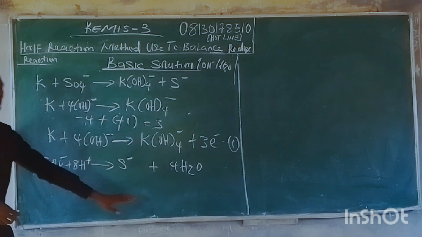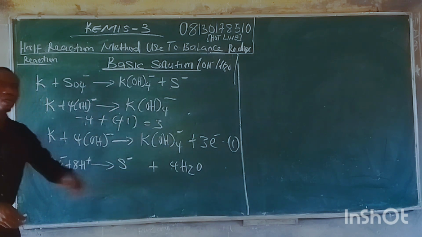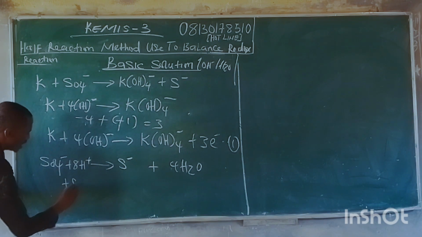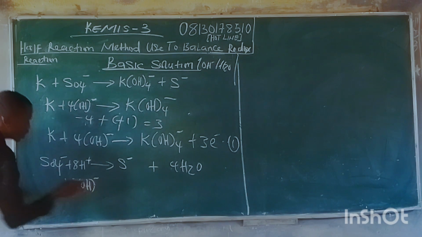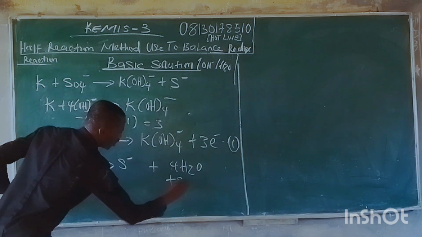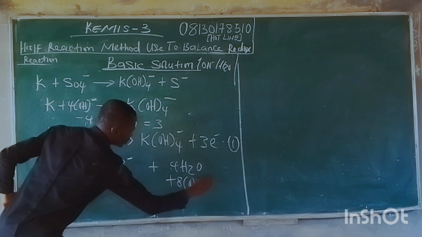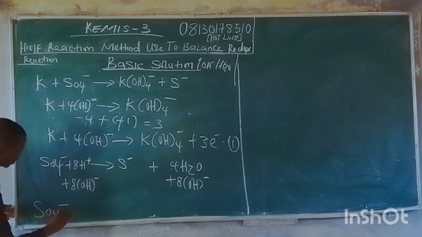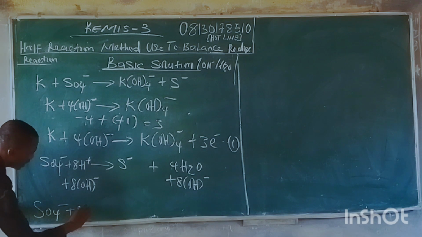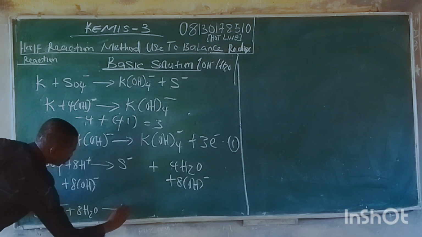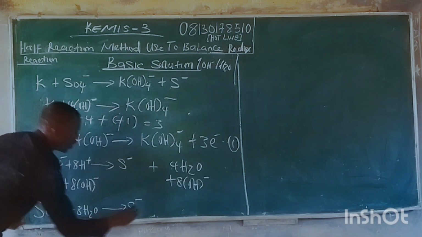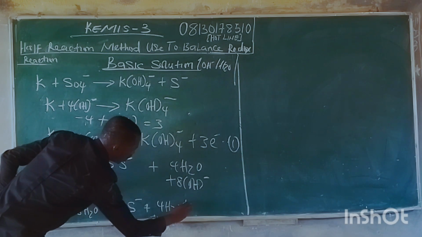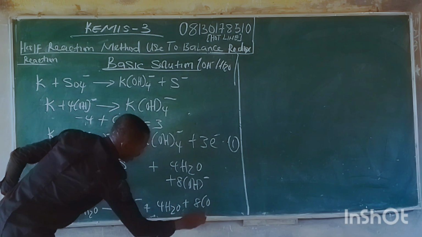This is just a step to balance in the acidic solution. Let's move on to basic solution. Under the basic solution, we are going to be adding hydroxyl. So, 8 molecules of hydroxyl to this side. What you do on this side, you do on this side. 8 molecules of hydroxyl here. So what I'm going to have is that this will form SO4 minus plus 8H2O, which will give me sulfur plus 4H2O, and then plus 8 hydroxyl.